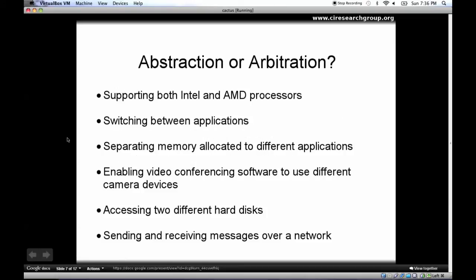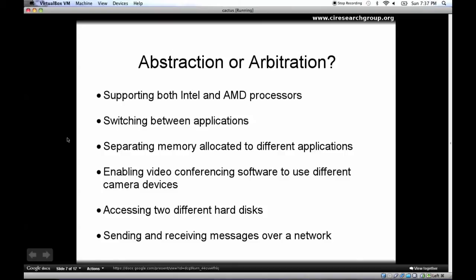Now, of these examples, do we have a situation where we have abstraction or arbitration? Well, first example is supporting both Intel and AMD processors. This is an example of abstraction. We don't have to write separate software for an Intel processor relative to an AMD processor, at least for 99.99% of applications. Simply write the application once, it will run on either processor. Switching between applications is an example of arbitrating hardware resources among the different applications on the system. Separating memory allocated to different applications is also an arbitration activity. It keeps one application from overwriting the contents of memory that is being used by another application.